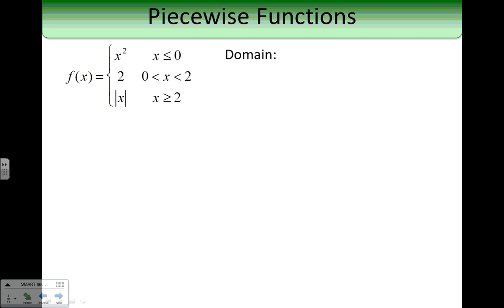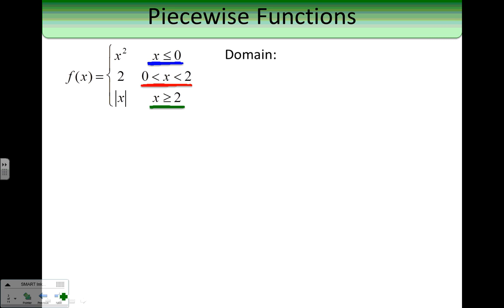For the x squared, the domain for just x squared is only when x is less than or equal to 0. So my function will take the shape of an x squared function only when x is less than or equal to 0. Then my function is going to be equal to 2 for all the values of x between 0 and 2. Then my function is going to be equal to the absolute value of x for all the values where x is greater than or equal to 2.